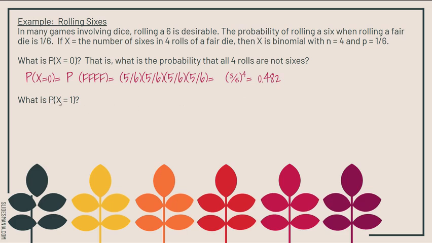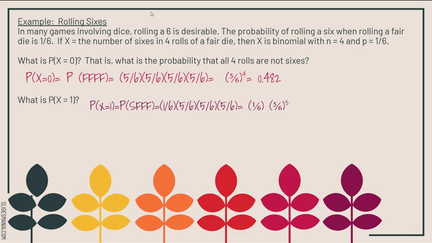Okay, now let's look at when we get X equals 1. So X equals 1 means you got one 6. So the probability of X equals 1 is the probability of a success and then failure, failure, failure. So then we'd multiply 1/6 times 5/6, 5/6, 5/6. So here are our values that we're going to multiply: 1/6 times 5/6 to the 3rd.